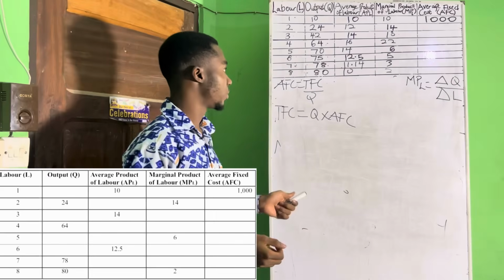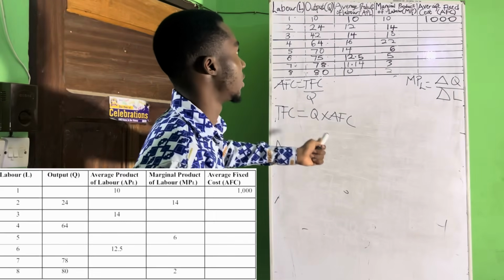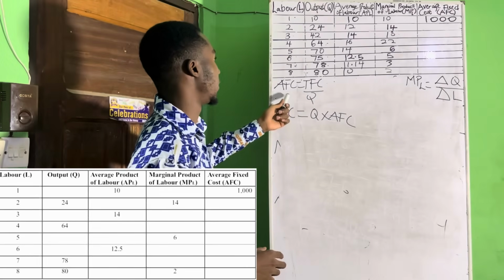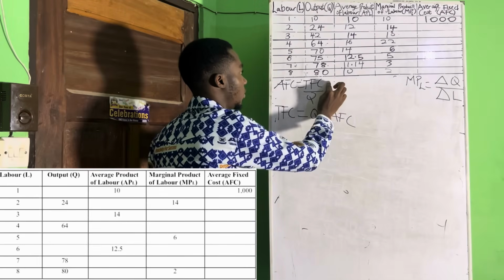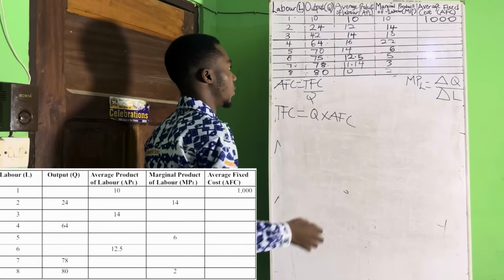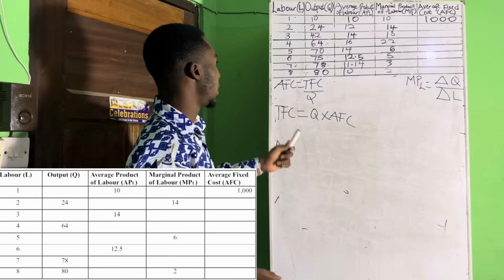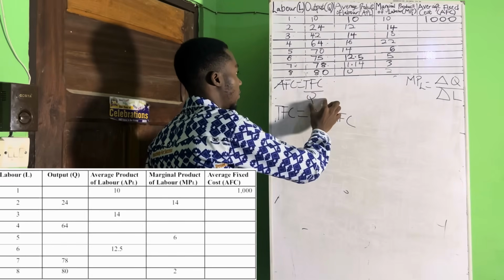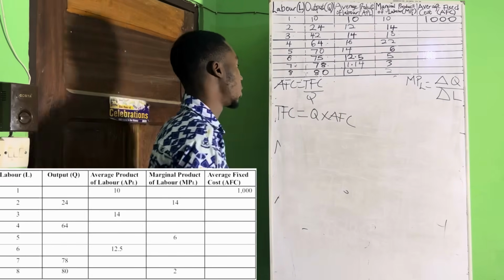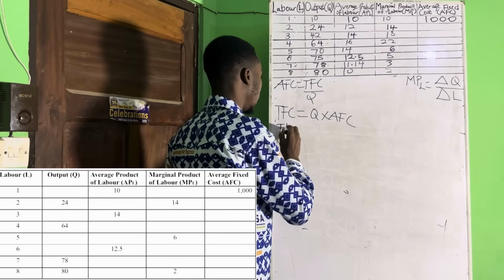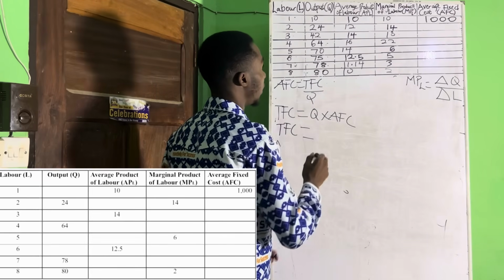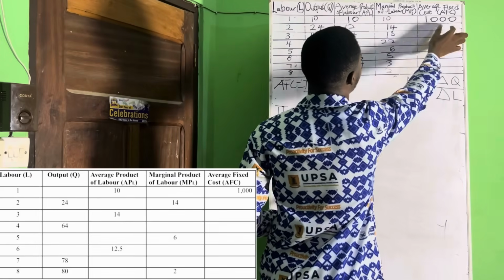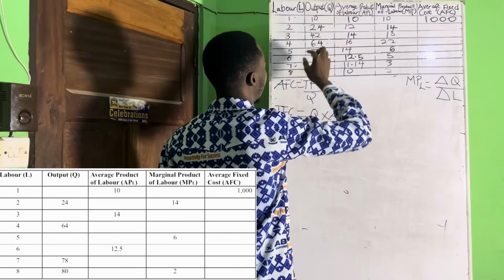You get it? So now average fixed cost is total fixed cost over quantity, but they didn't give us the total fixed cost. So if you want to find the average fixed cost, you have to find the total fixed cost before we can solve for it. We've already said that when you cross multiply, total fixed cost is average fixed cost times quantity, or quantity times average fixed cost. So if you are doing for year 1, the average fixed cost was 1,000 and the output, or the quantity, was 10.